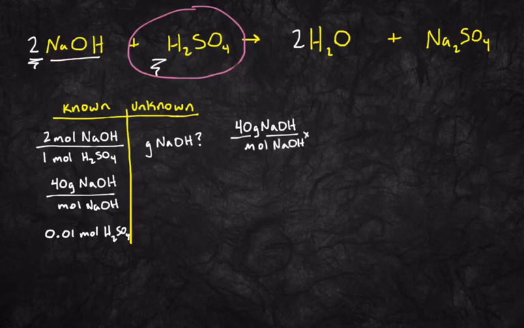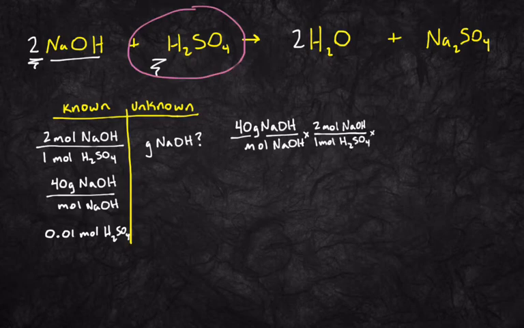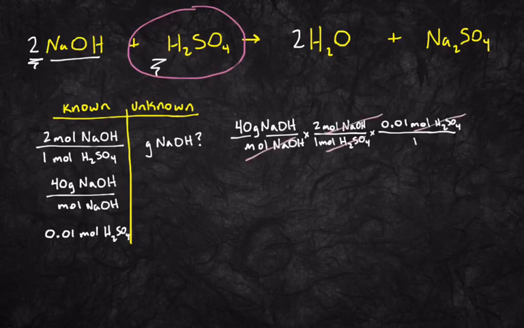We're going to multiply that by the molar ratio, and I'm going to write this out so that mole NaOH over mole NaOH cancels. Now I need to cancel out mole H2SO4, so let's multiply it by how many moles of H2SO4 we have. Cross out. When you multiply 40 times 2 times 0.01, you get 0.8 grams of NaOH. That's how much you need.